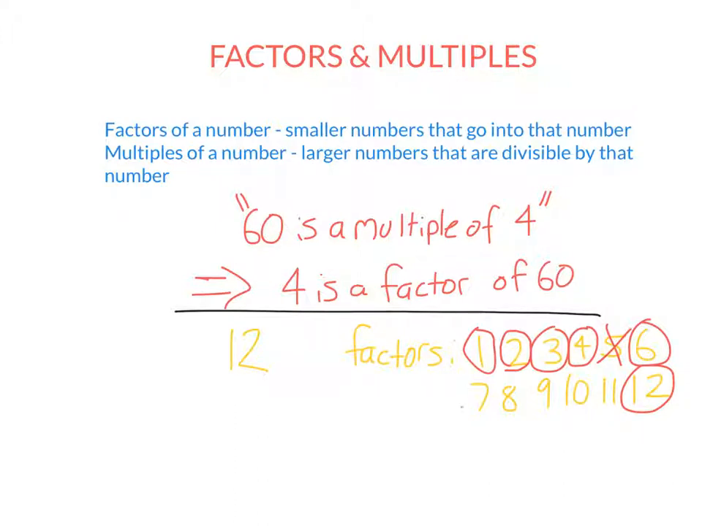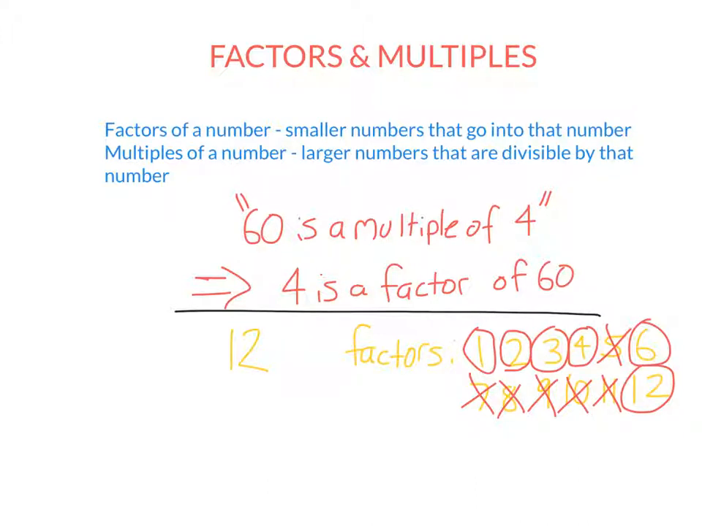So 7 is not a factor. 7 doesn't go into 12. 8 doesn't go into 12. 9 doesn't go into 12 either. So they're not factors. I can't multiply any of them by a whole number to get 12. Similarly for 10 and 11, I can't multiply either of those numbers by a whole number to get 12.